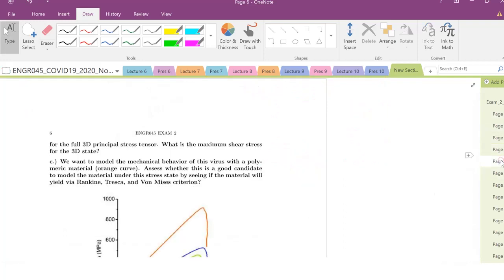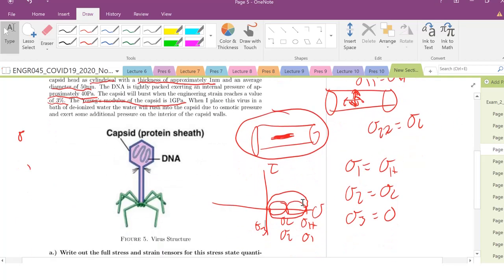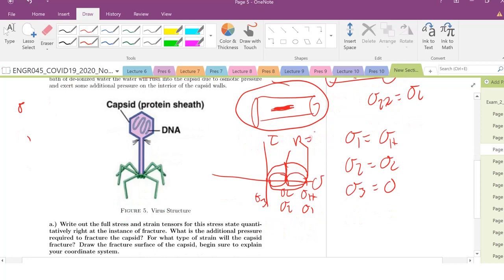And now it asks you, in the 3D Mohr circle, what's the maximum shear stress for the 3D state? Well, that's just going to be the radius here, right? This radius is just going to be equal to sigma h over 2. That's it. That's your value of maximum shear right here.